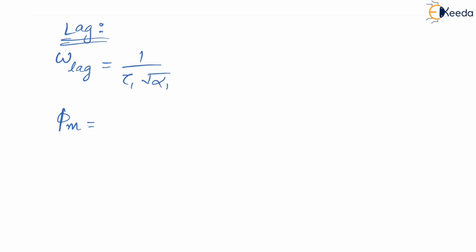Similarly, what is phi m? What is that maximum negative phase that will occur? That is nothing but sine inverse of (1 minus alpha 1) upon (1 plus alpha 1). Correct? Done. This is the maximum negative phase phi m.